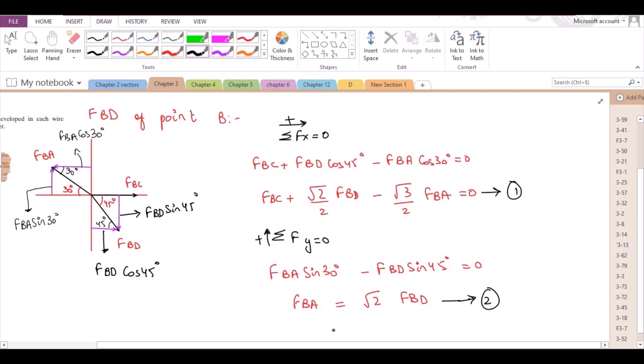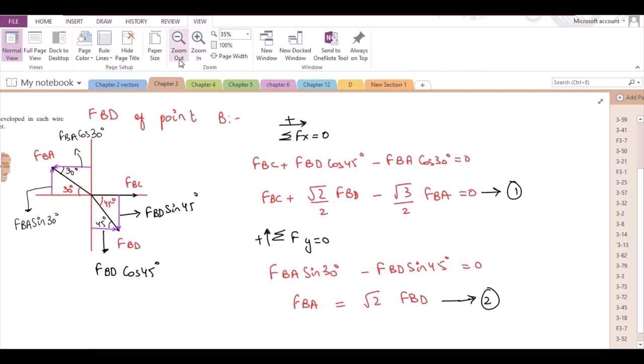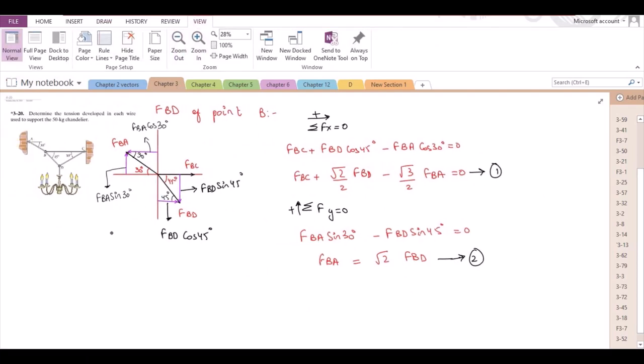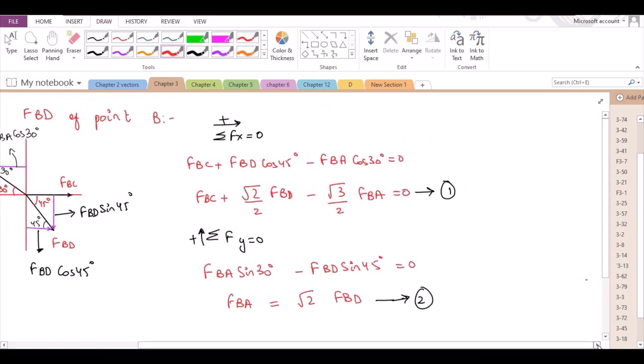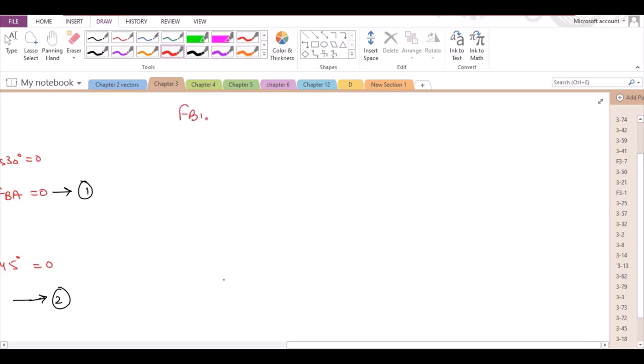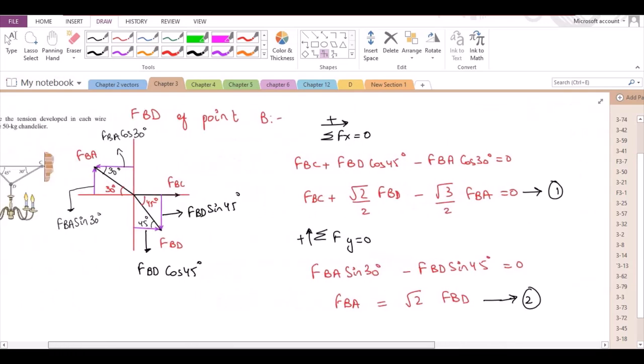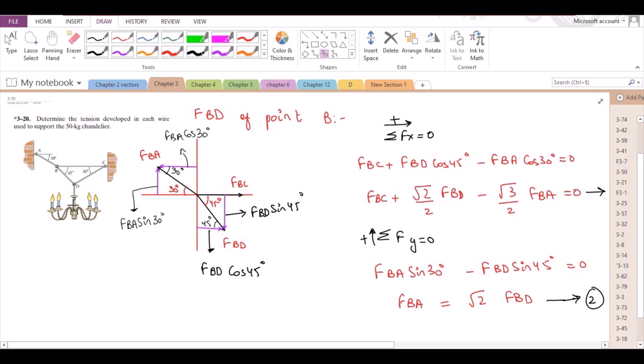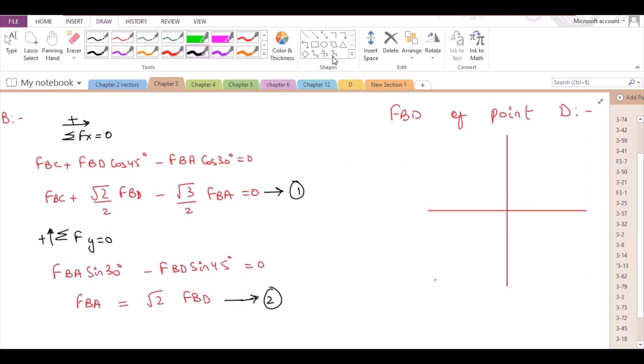Now we have two equations but three unknowns. So we need another equation. For that, we have to draw the free body diagram of point D. So at point D, I have one vertically downward force, that is the weight of the chandelier, and one force at an angle of 30 degrees from the horizontal, and another force at an angle of 45 degrees from the horizontal.